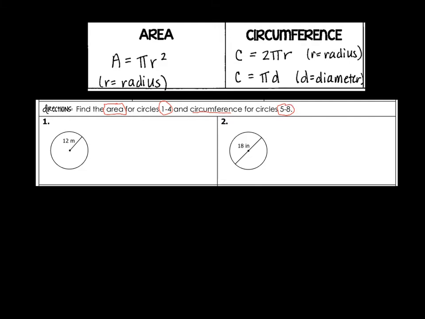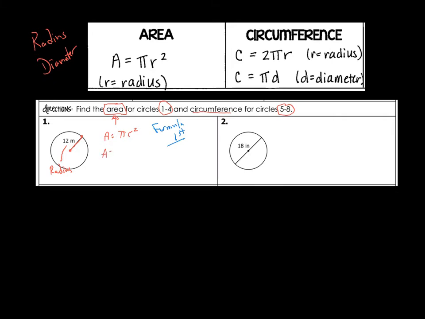So the first thing we want to decide is, have we been given the radius or have we been given the diameter? So I'm looking at number 1, and I have a segment whose endpoints are the center of the circle and one is on the circle. So I think this is our radius. So since this is number 1, it said to find the area. Area is equal to pi r squared. I always write the formula first, right? Start with a formula first. Gives you a sense of direction.